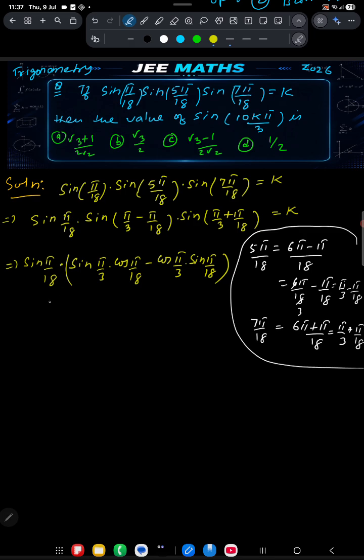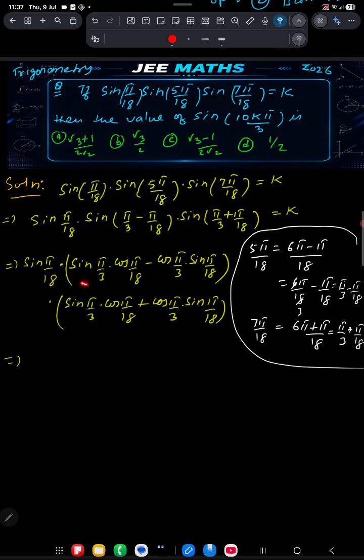And one more term is there, sine of pi by 3 plus pi by 18. So sine of a plus b: sine of pi by 3 into cos of pi by 18 plus cos of pi by 3 into sine of pi by 18. Now you can see that this is becoming a minus b, and this is a plus b. So it will give you a square minus b square. So that I will do.